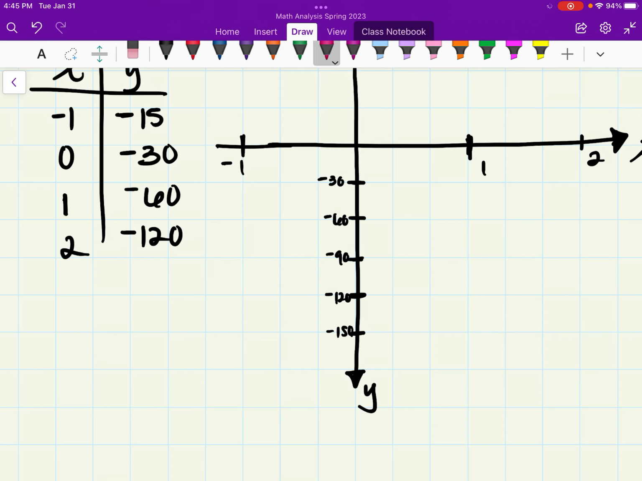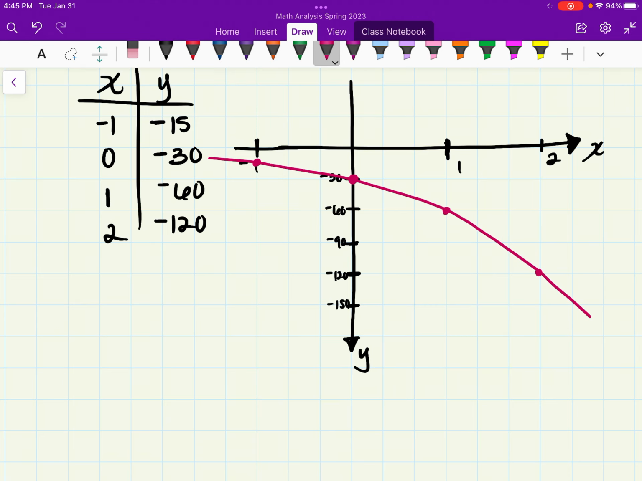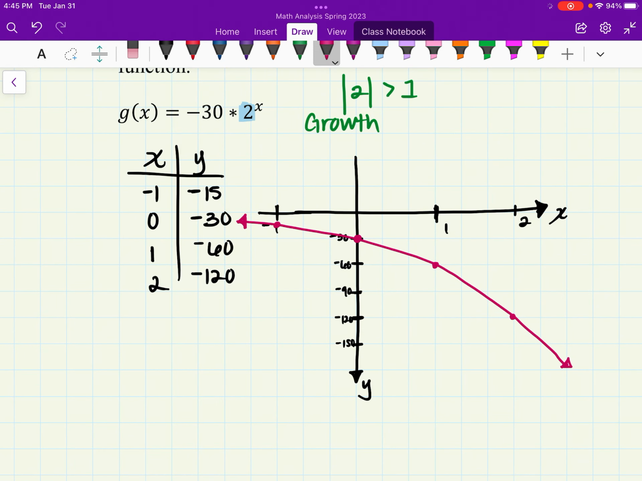Now, let's go ahead and start off by plotting. I do have my starting point at 0, negative 30, and then 1, negative 60, 2, negative 120. And then we also have that negative 1 and negative 15, which is going to be somewhere about here. So let's go ahead and actually create that graph. It's going to look something like that. In this case, it would be an exponential growth. And that's assuming we graph this by hand.